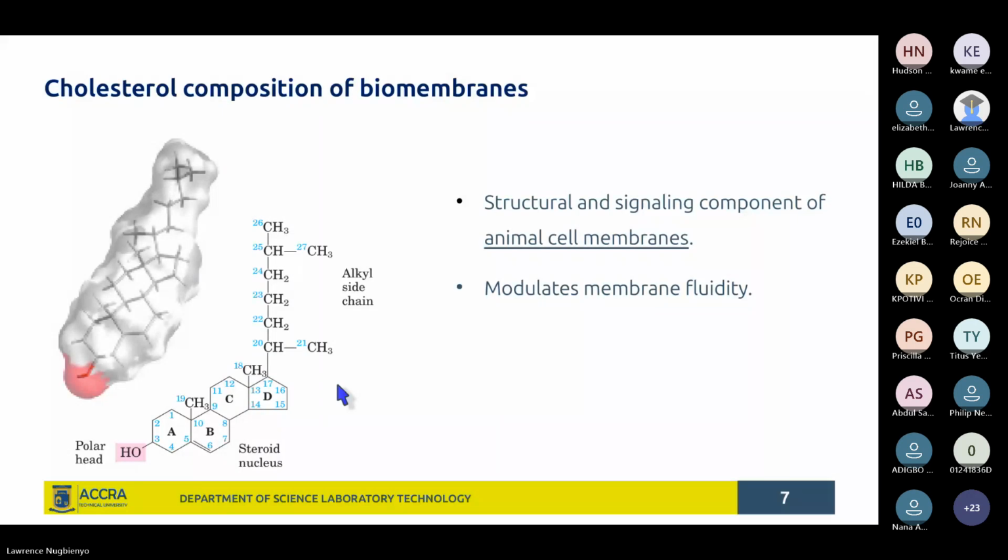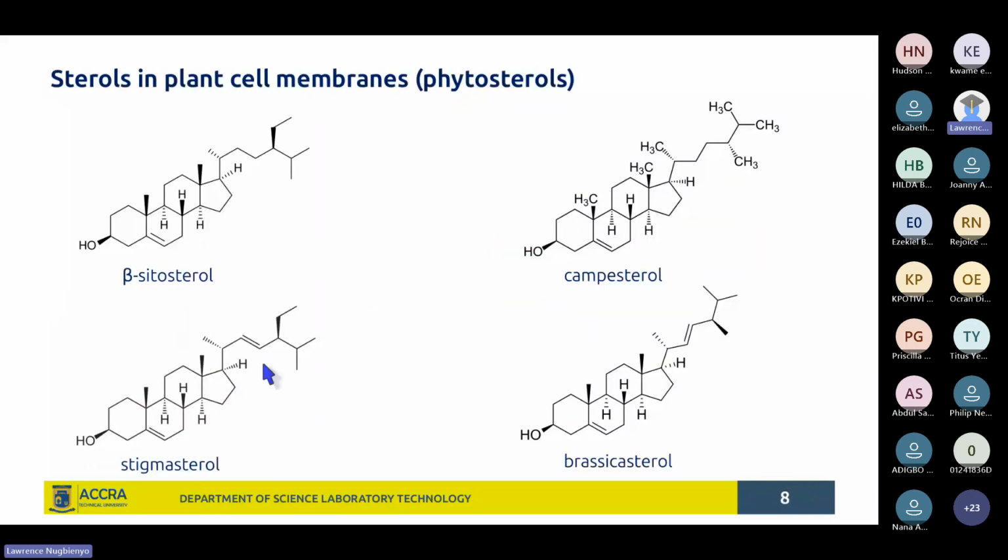Now you have the sterols. So we did say that you have cholesterol in animal cells, but in plant cells, you have different types of sterols. And these are what we refer to as phytosterols. And so this is for you to see the different types of the sterols, I mean, most common of them. Of course, this is not all of it. You'll find more other phytosterols, but these are common phytosterols that you come across. The beta sitosterol, the campesterol, stigmasterol, the brassicasterol.